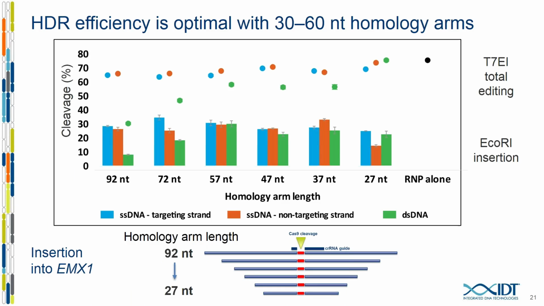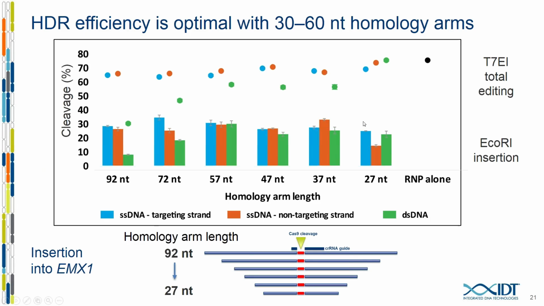So here's the data from that experiment. What we see in blue is the targeting strand, the strand that the RNP actually binds to. In orange, the non-targeting strand, and then in green, the double-stranded DNA template. On the top, shown by the points, are the level of editing based on the T7 endonuclease 1 assay, so we expect this to be higher. And then the rates of homology-directed repair are indicated by the bars. So we range from kind of mid to high 30s across the board.